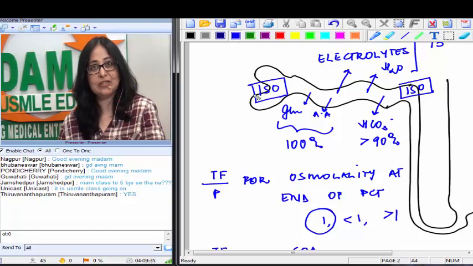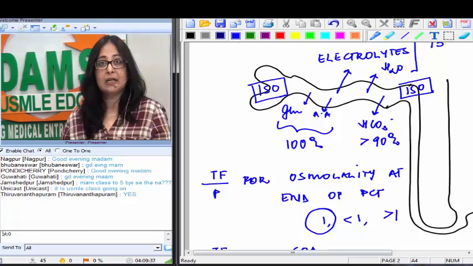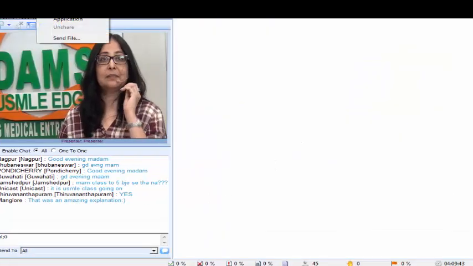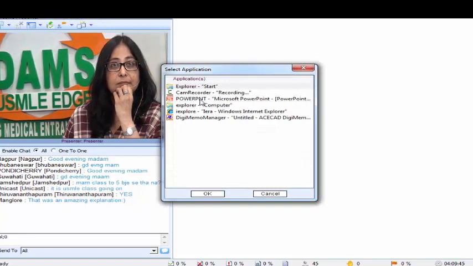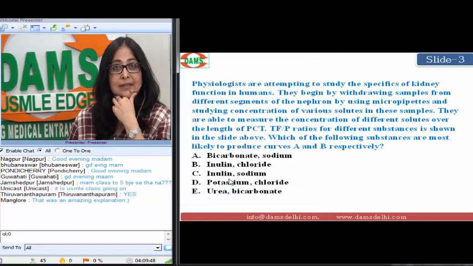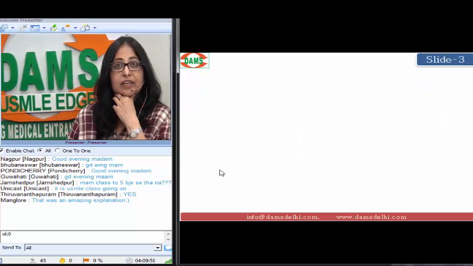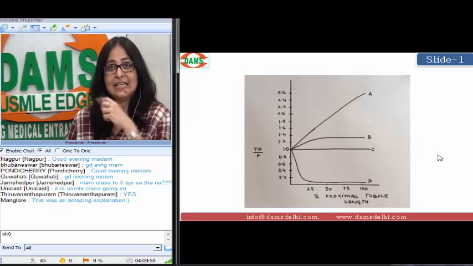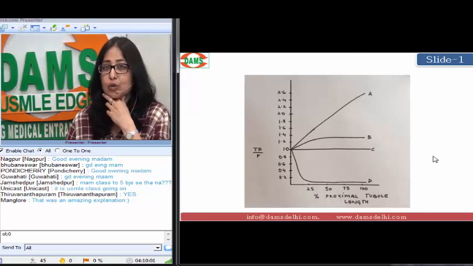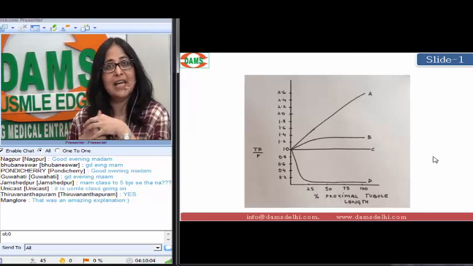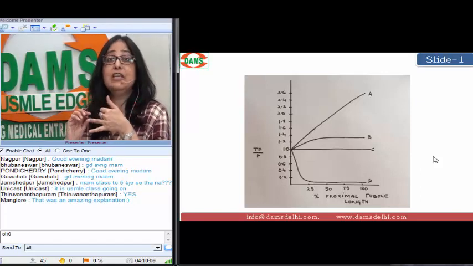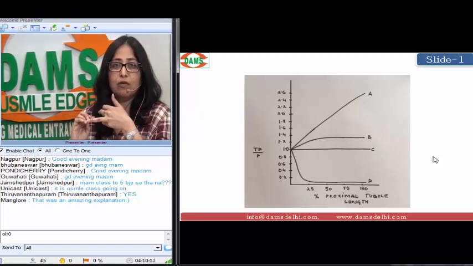Now let's go back to the question which I was trying to ask you. So this was the graph here, right? You've got line C, which is at a TF by P ratio of 1. So which are the substances which are more likely to have a TF by P ratio of 1? I've just discussed with you osmolality, even sodium, TF by P ratio of approximately 1.